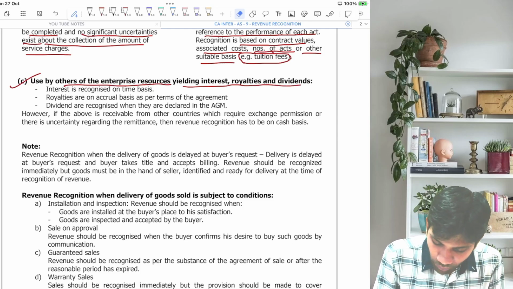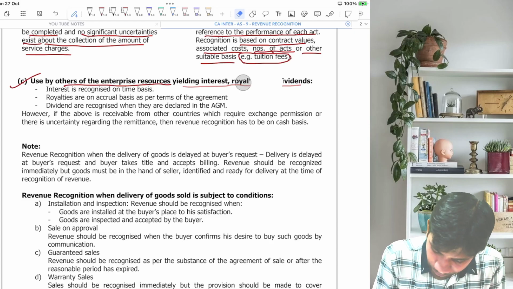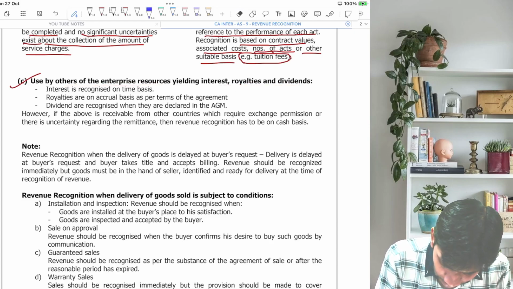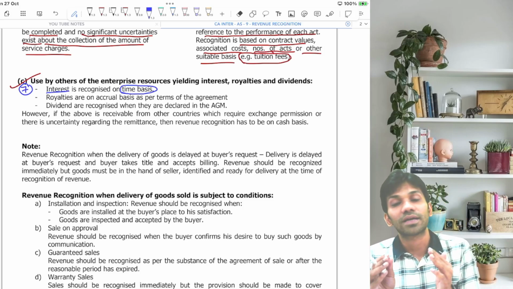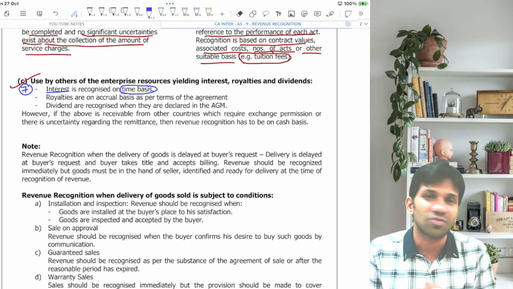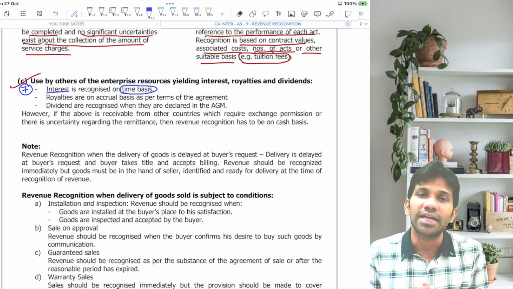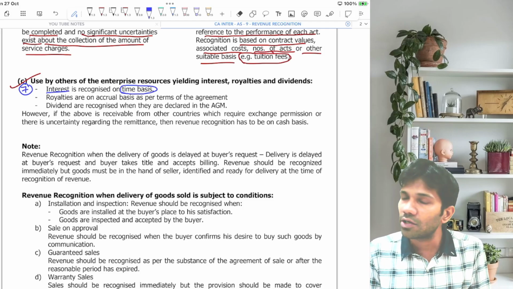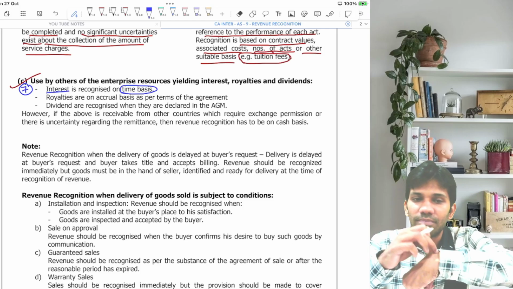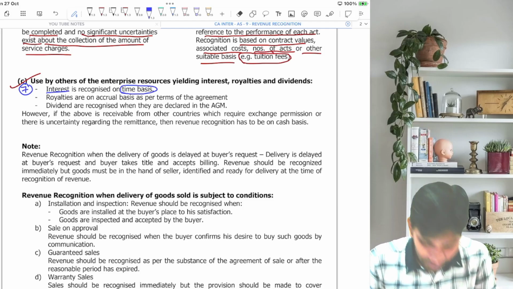Now, very important guys, remember this properly. I'll start with a blue pen. Now, interest should be recognized on time basis. This is my point number 7. So interest should be recognized on time basis. From where do we get interest? Normally from banks. So banks normally credit interest in our bank account on a timely basis, either monthly or quarterly or semi-annually or annually. So it is recognized on time basis. Remember the watch which you wear, time basis.